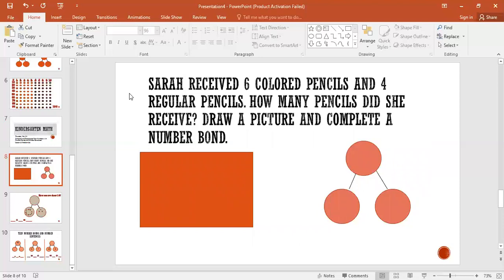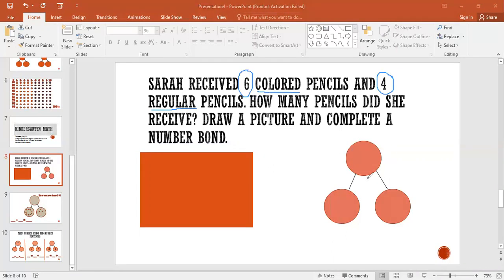Sarah has 6 colored pencils and 4 regular pencils. So here I'm going to circle the numbers in case you need to know how many colored pencils. This word is colored. She has 6 colored pencils and 4 regular, normal pencils. How many did she receive? So you will be drawing a picture of the pencils she has. 6 colored pencils and 4 regular pencils. When you're done with your picture, you are then going to complete a number bond.